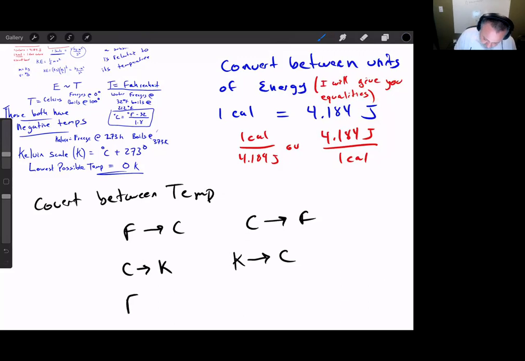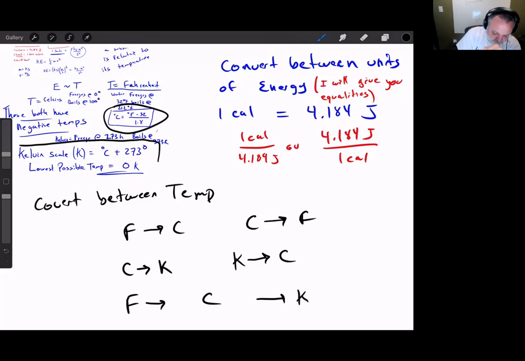If I wanted you to go from Fahrenheit to Kelvin, you would have to go to Celsius first. There is no direct formula. I mean, you could derive one, but we're not going to. In my class and in my class alone, I typically will give you this formula, but I will not give you this formula. So you need to memorize that Kelvin is Celsius plus 273. Okay, what I'm going to do is I'm going to stop right there.